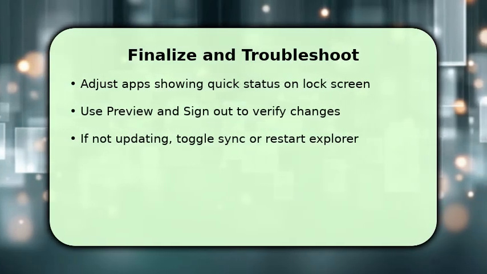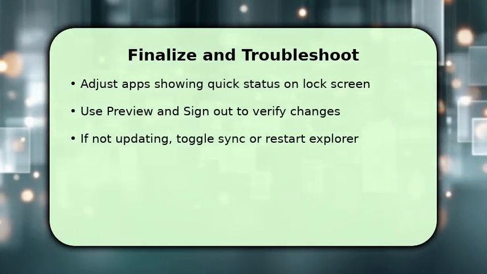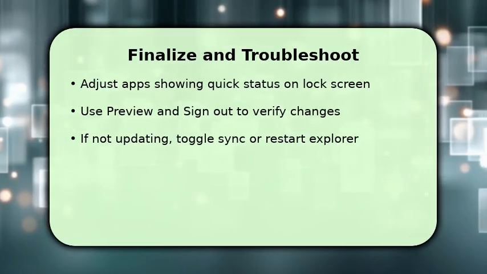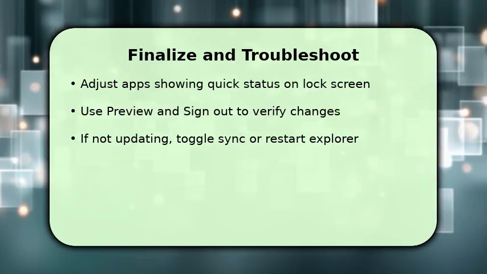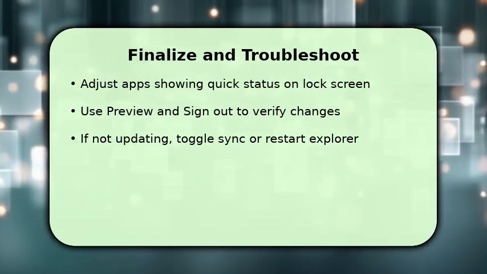Finish by customizing quick status apps so useful info appears on the lock screen. You can add weather, calendar, or mail. Once set, use the Preview button or lock the PC with Windows plus L to verify the look.